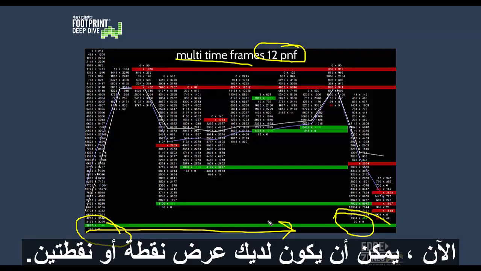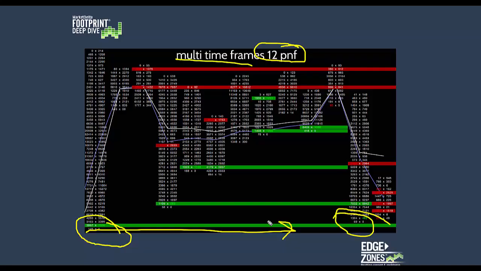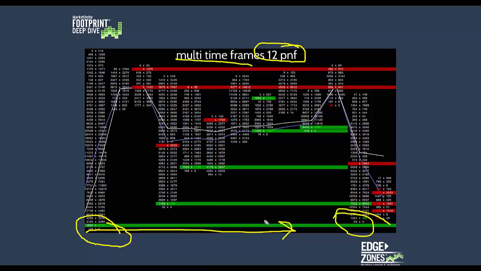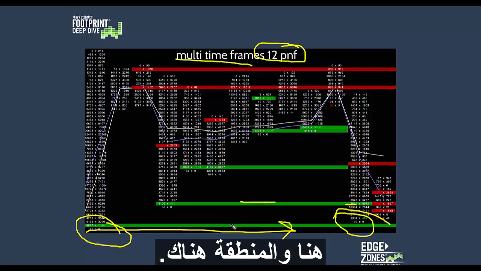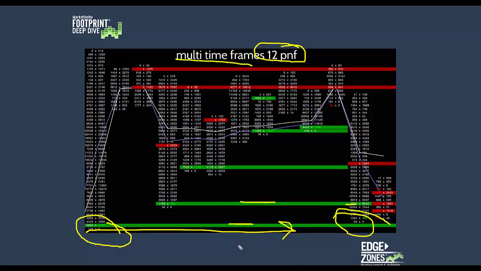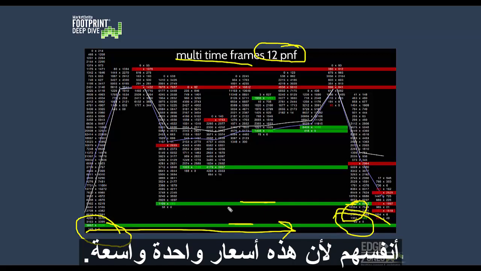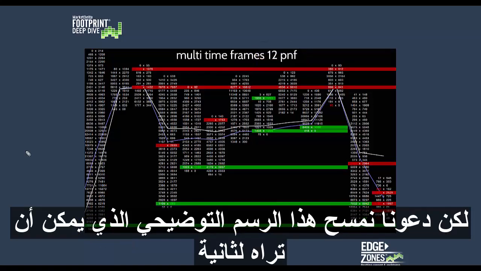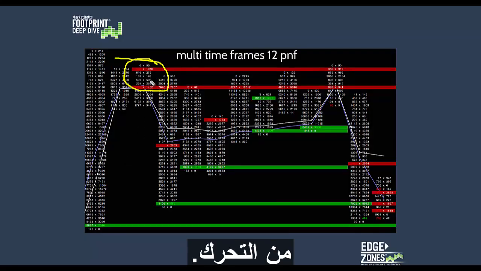Now, you could have a 1 or 2 point wide zone in the NASDAQ because that thing whips around. But all these edge zones are just showing you one price. So there's only a 5 tick difference between this zone here and this zone in there. And you could start to use the ones that are tight as a zone in and of themselves because these are one price wide. But let's erase this for a second, that illustration. You could see selling and balance selling start to come in there. And it calls the top of the move.